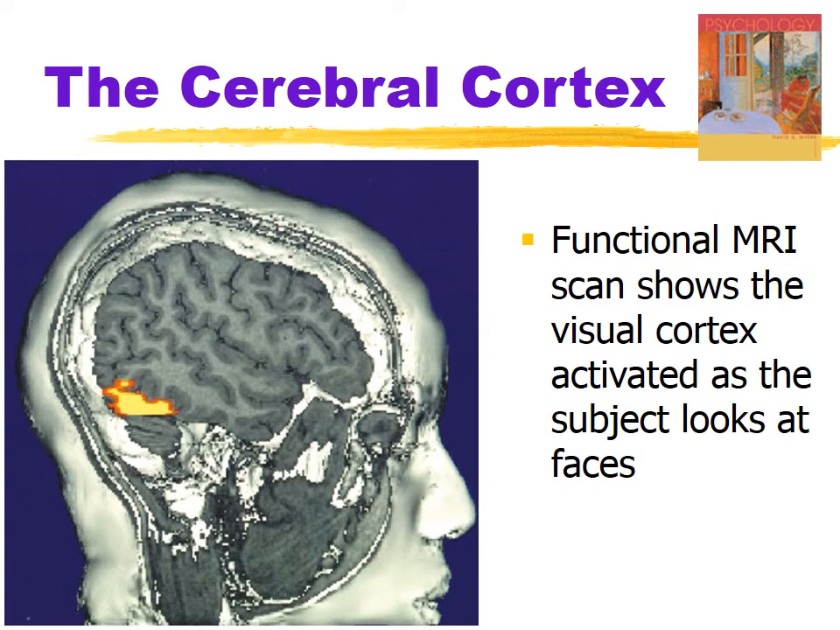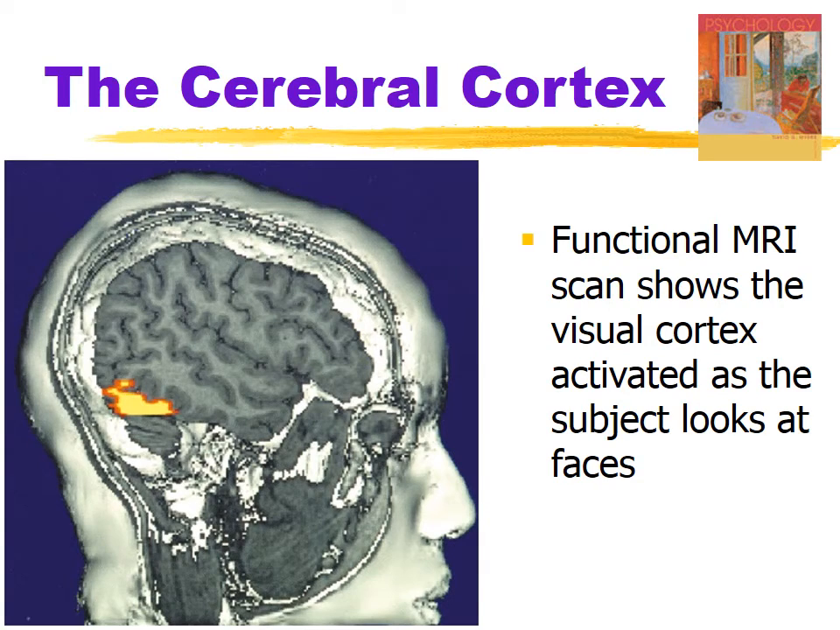An fMRI, as I said before, can actually track the brain in real time. It's an expensive piece of equipment, and not all hospitals or research institutions have them. But you can see here that in a real brain, you have in the red and yellow a part of the occipital lobe, the visual cortex, that has lit up as the subject looks at faces.